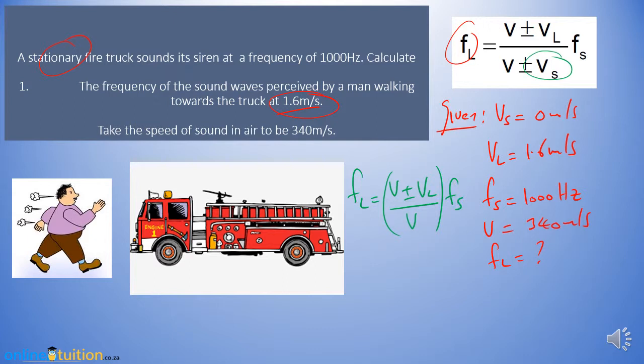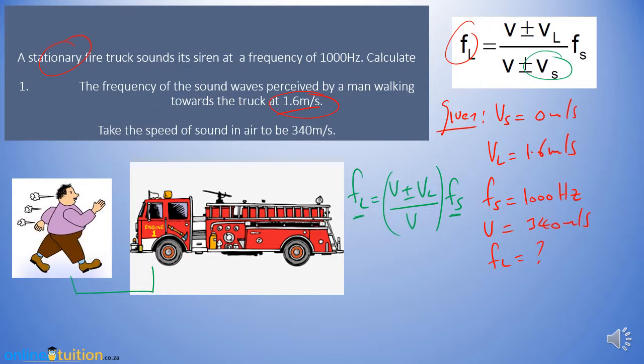If the guy is walking towards the fire truck, the distance between the truck and him is going to be decreasing. It's going to be a bunching of the sound waves. And what do you think? Bunching of the sound waves, increased frequency means higher pitch. Is that right? So we want the frequency of the listener here to be greater than the frequency of the source over there. So do we use a plus sign or a minus sign now in the numerator?